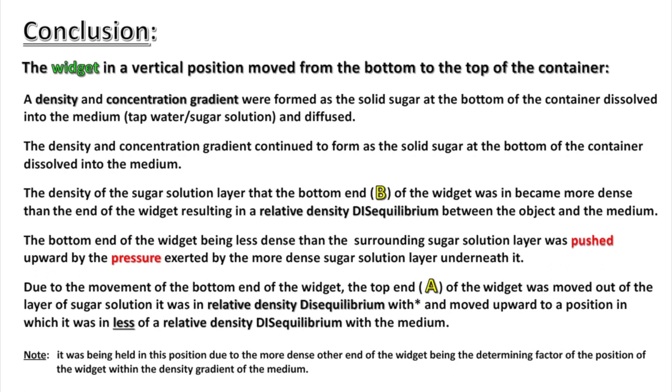The bottom end of the widget, being less dense than the surrounding sugar solution layer, was pushed upward by the pressure exerted by the more dense sugar solution layer underneath it. Due to the movement of the bottom end of the widget, the top end A of the widget was moved out of the layer of sugar solution it was in relative density disequilibrium with, and moved upward to a position in which it was in less of a relative density disequilibrium with the medium.